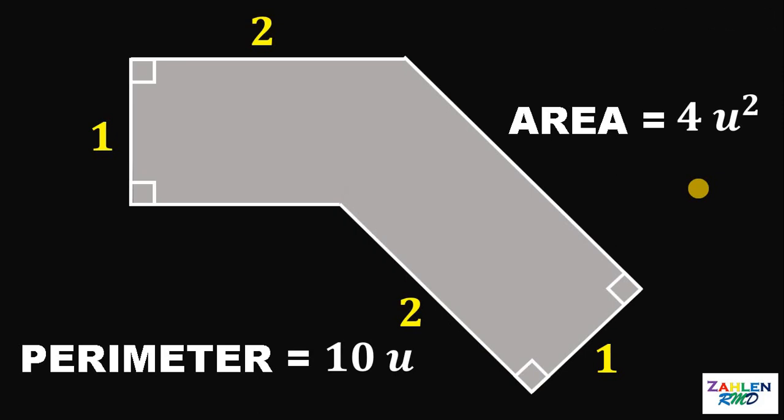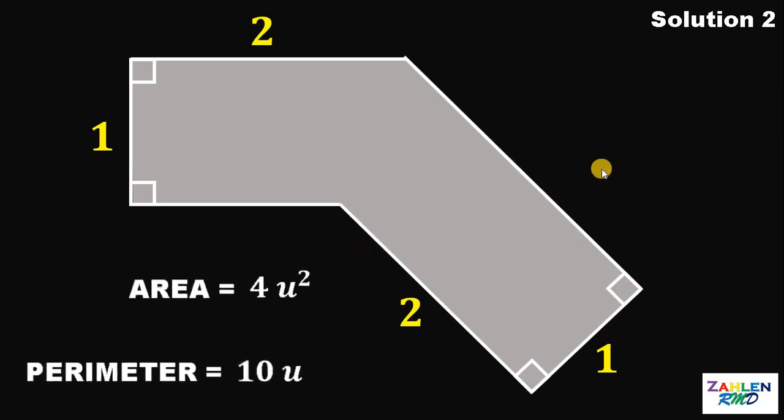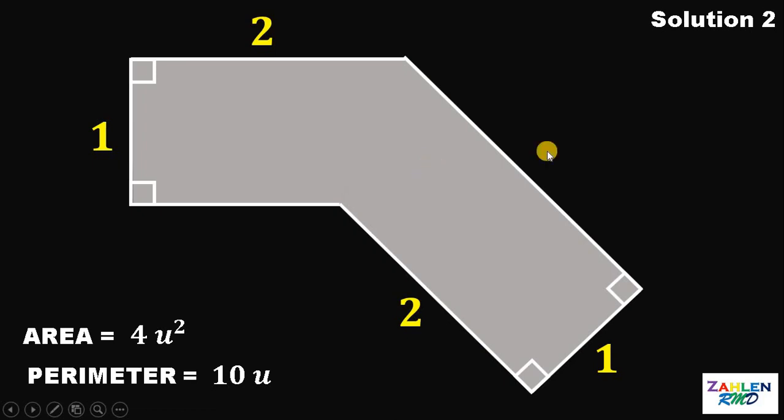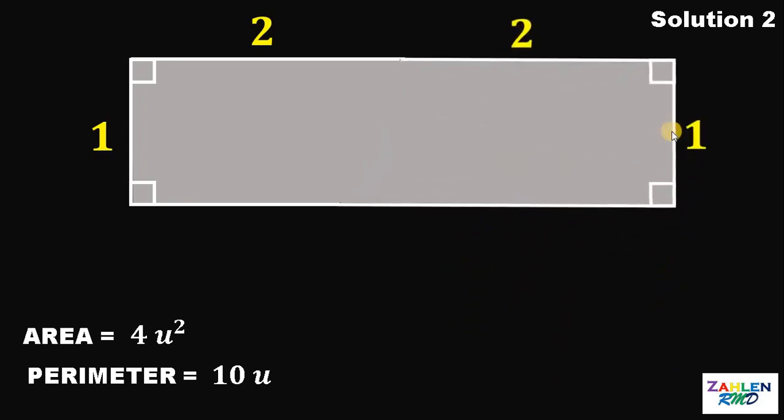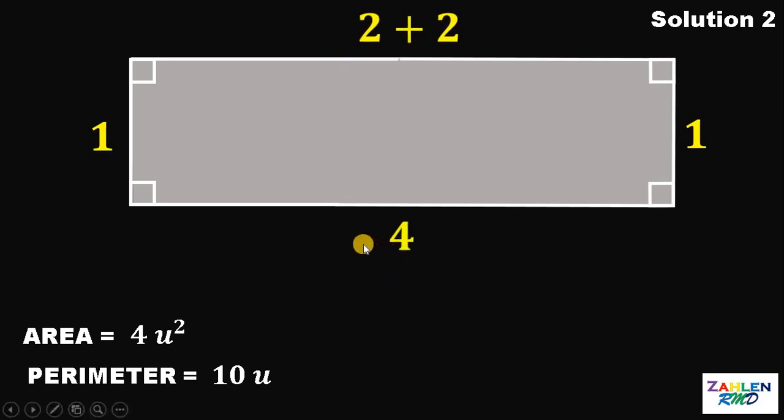Now here comes our solution number 2. For our solution number 2, what we're going to do is to cut this figure into two shapes, like this. And then, what we're going to do is to flip this shape to create a rectangle like this. Now, as you can see, the length of this rectangle must be equal to 2 plus 2, or simply equal to 4. So the other side must also be equal to 4. Now, the area is simply 4 times 1, or simply 4 square units, while the perimeter is just 4 plus 1 plus 4 plus 1, or simply equal to 10 units.